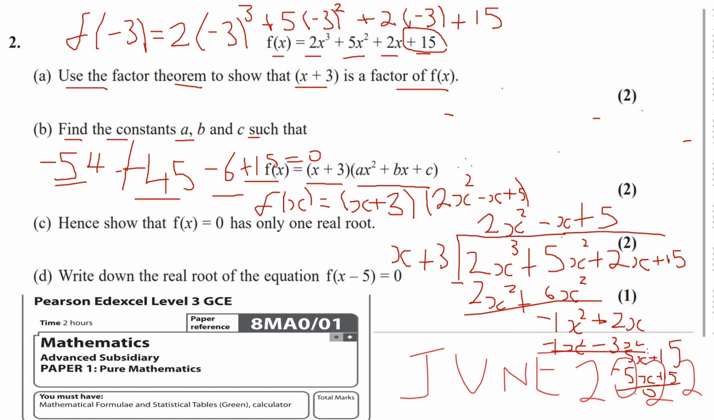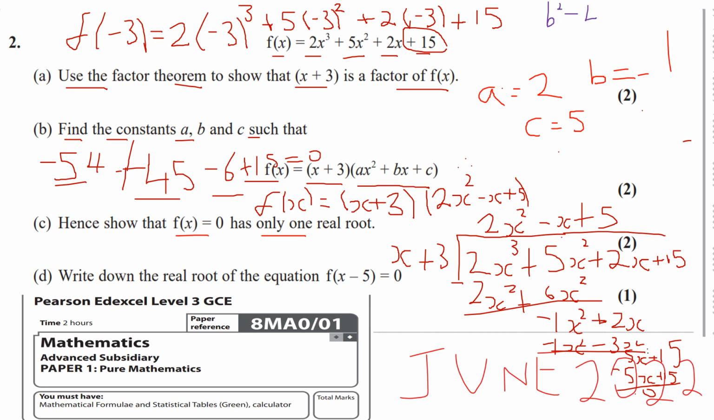Hence show that f of x equals 0 has only one real root. So we're going to show that the discriminant of this is less than 0. So a equals 2, b equals minus 1, and c equals positive 5. The discriminant is the bit inside the square root in the quadratic formula. If it's less than 0, then it has no real roots, and therefore it does not cross or intercept the x-axis. So we're going to have b squared minus 4ac.